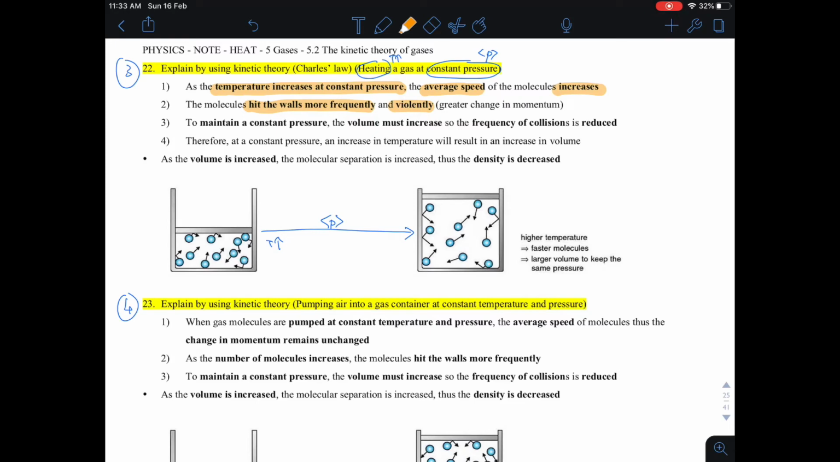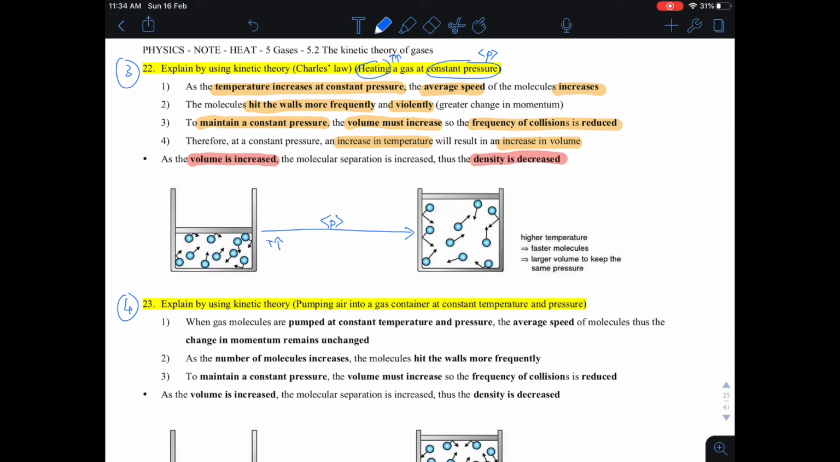But now, we don't want to change the pressure. We have to maintain the constant pressure this time. So in order to maintain constant pressure, the volume must increase so that the frequency of collision is reduced. At the end, when we increase the temperature, we increase the volume, in fact. Okay? Then this is the situation. And further, we may talk about density. Again, this time the volume is increased so that the density will decrease.